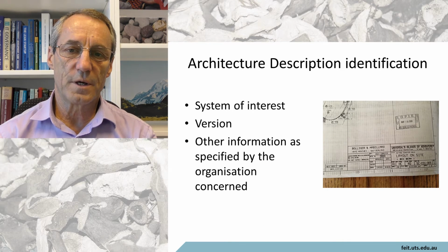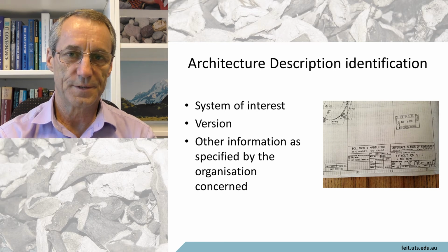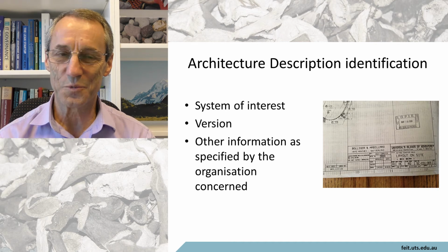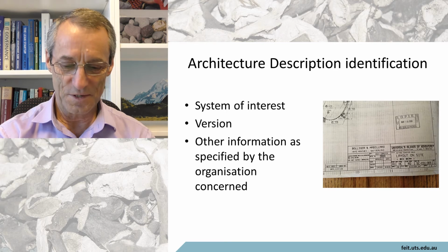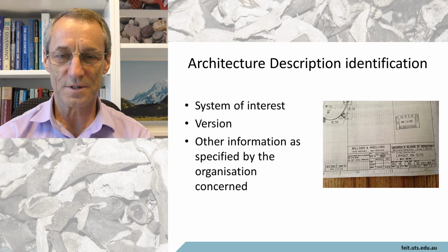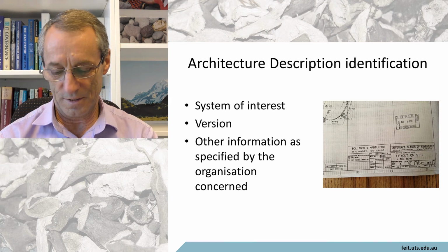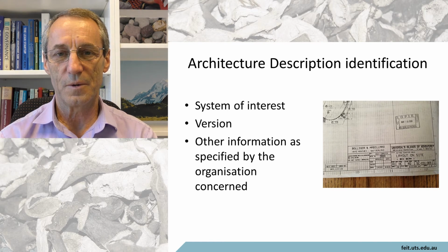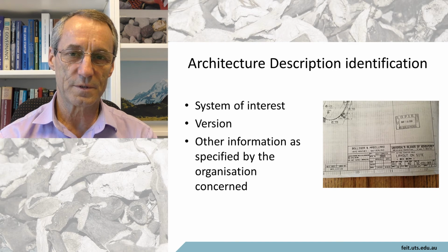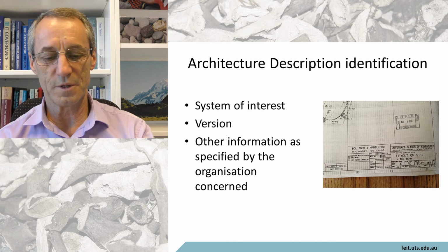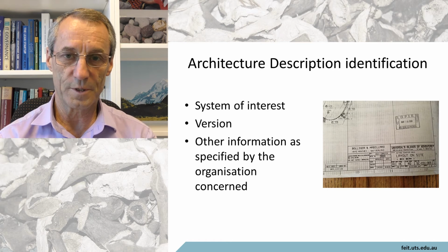The architecture documentation, pretty much everything from the architecture documentation should have identification. It's really, really important. What am I looking at? Which version is it? So it should identify the system of interest, which version, and any other information specified by the organization. And the usual information block includes not only the version, but who has approved it and what stage it's at, because it could be in draft and not approved, or it could be approved, when was it approved, all that information.